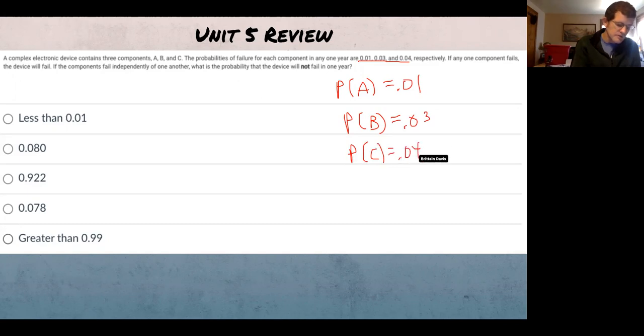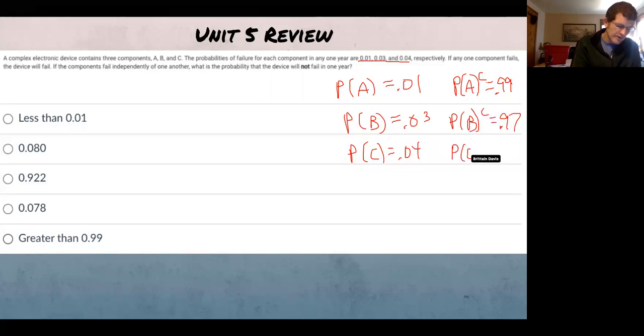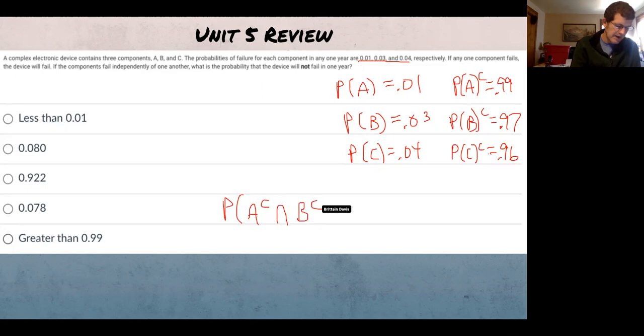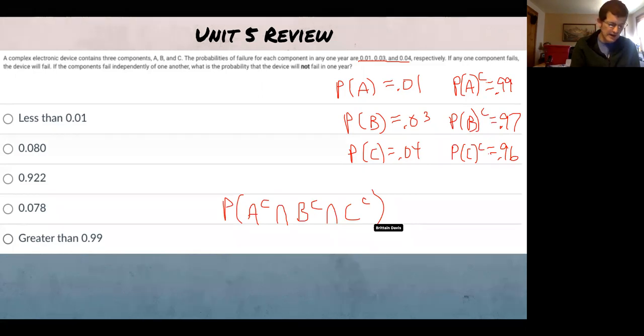So the complement of those we can figure out real quick. Sorry about that. And the probability that C won't fail is 0.96. So we want all of these to not fail. So we want A to not fail, and B to not fail, and C to not fail. That's the only success condition that we can have here.